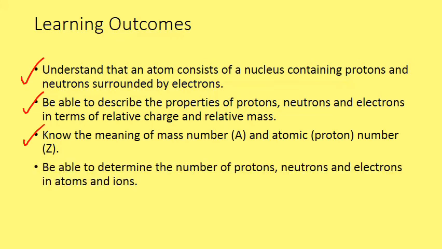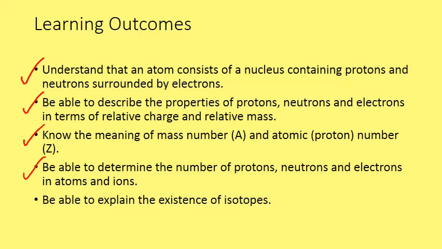Then we were able to determine the number of protons, neutrons, and electrons in an atom. That was when we subtracted our atomic number from our mass number to give us the number of neutrons, etc. And lastly, we wanted to be able to explain the existence of isotopes, which we've just done for chlorine and magnesium. So there we are, we can tick those.